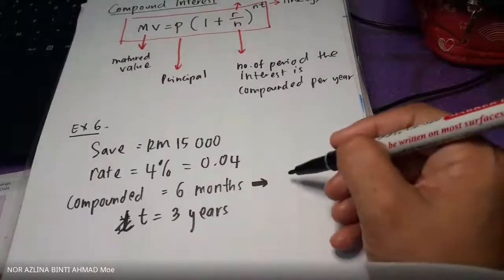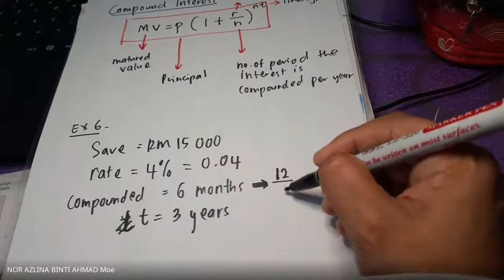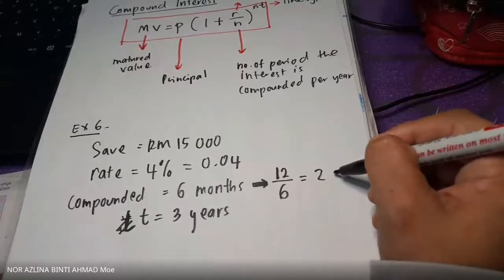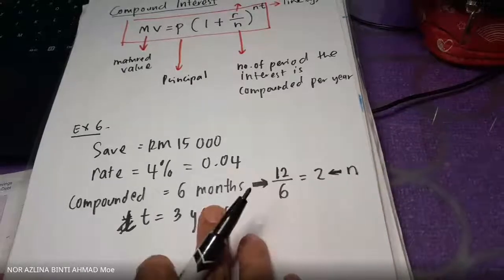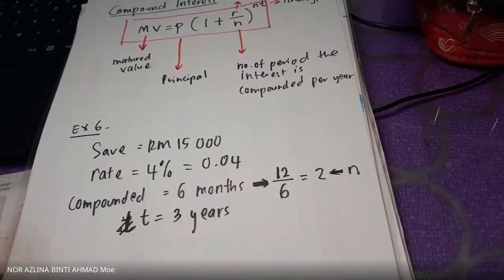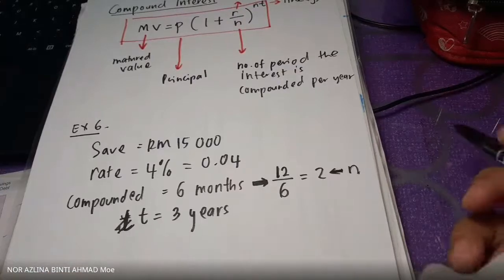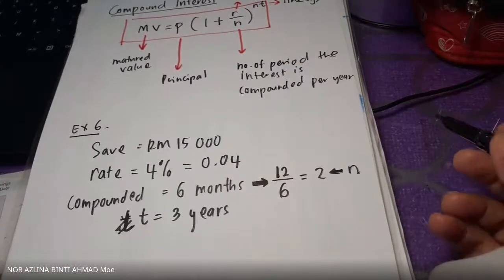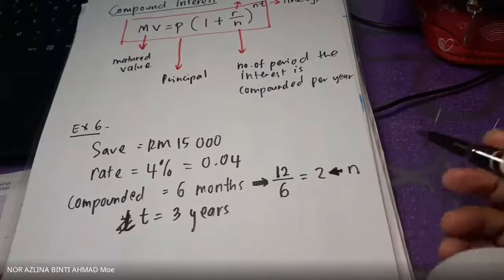2. Yes, 2. How do we get 2? 12 divided by 6. This is 2. This is the value of n. Every 6 months, it is compounded. So in 1 year, how many times? What is the number of periods the interest is compounded per year? So n equals 2. Twice. Every year it is compounded 2 times.